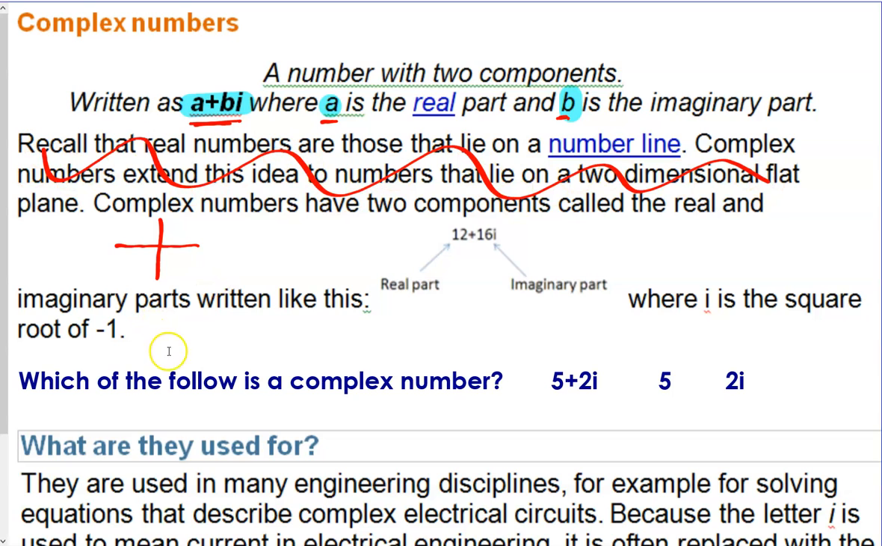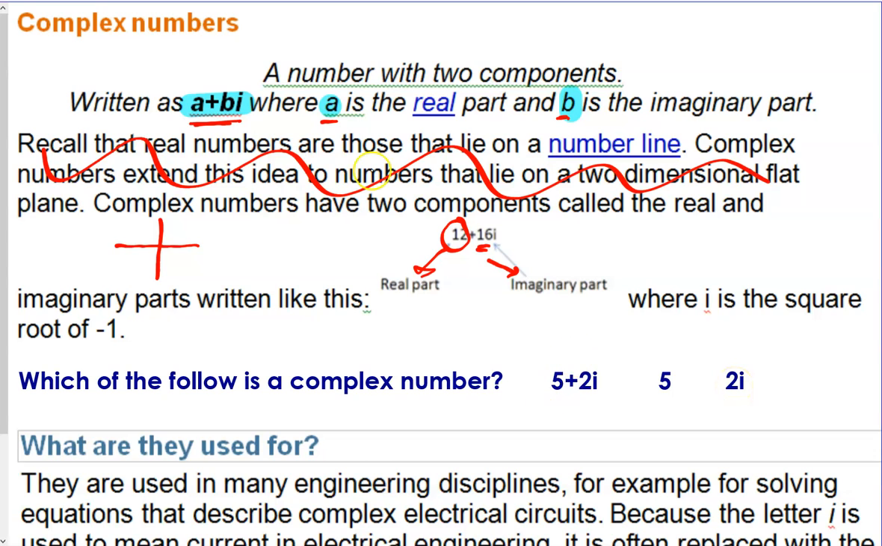Okay. All right, so if we have 12 plus 16i right here, the 12 is going to be my real part, and the 16 is going to be the imaginary part because 16 was attached to our i. So if I look at these examples, it asks which of the following is a complex number. Is 5 plus 2i a complex number? Is 5 a complex number? Is 2i a complex number?